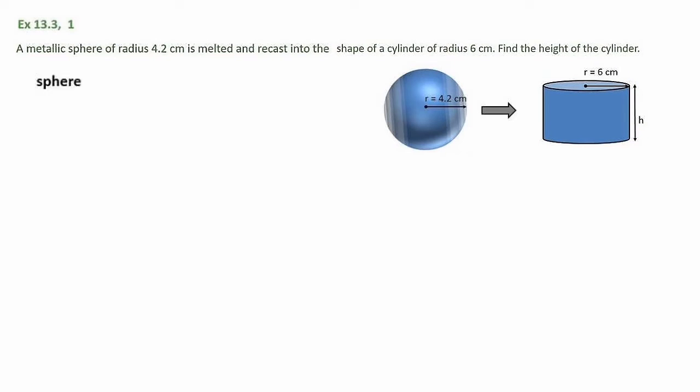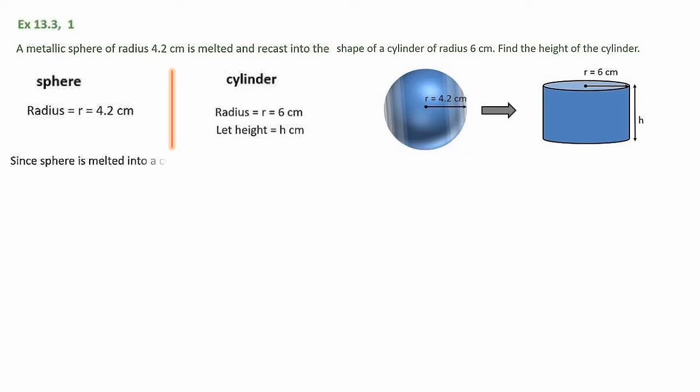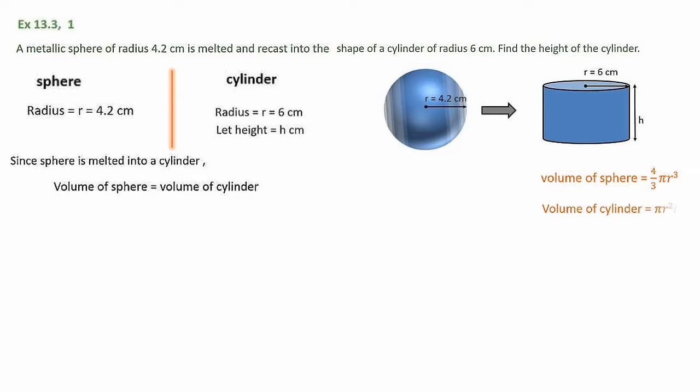Here two shapes are mentioned. First one is a sphere, radius 4.2 centimeter is given, and the next shape is a cylinder, radius is given to us 6 centimeter and height is unknown. So let's take it as h. As we have learned in the previous slide, when an object is changed from one shape to another, the volume remains the same. Since the sphere is melted into a cylinder, volume of sphere is equal to volume of cylinder. We know the volume of sphere formula is 4 by 3 pi r cube and the volume of cylinder formula is pi r square h.